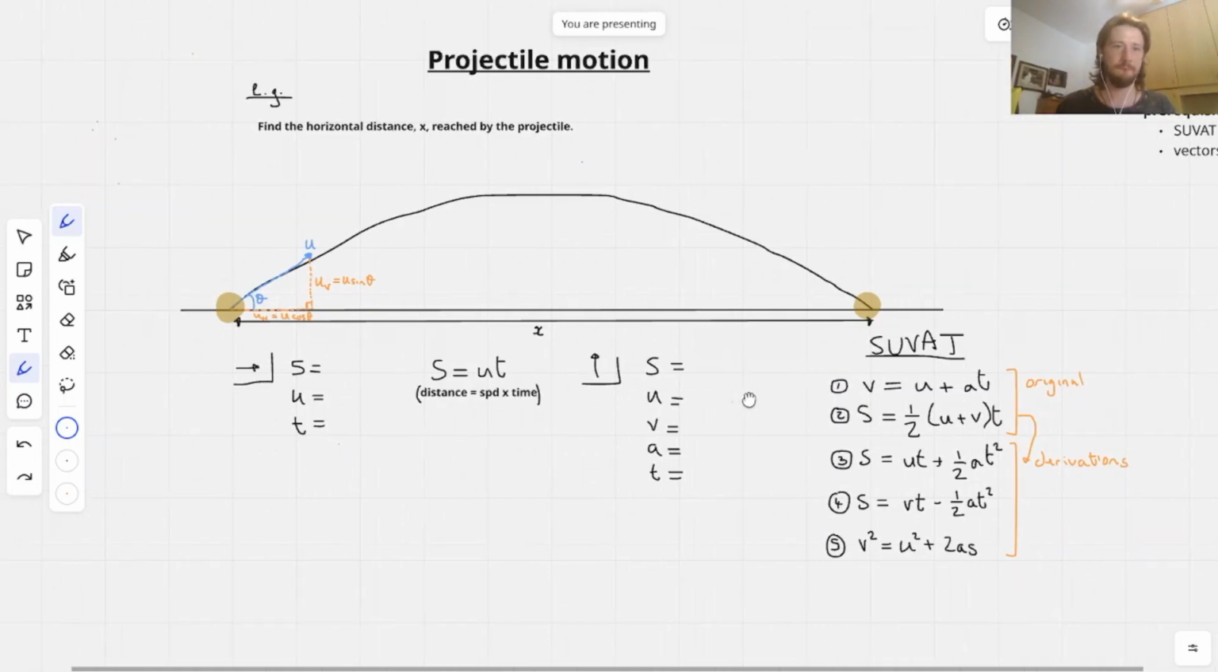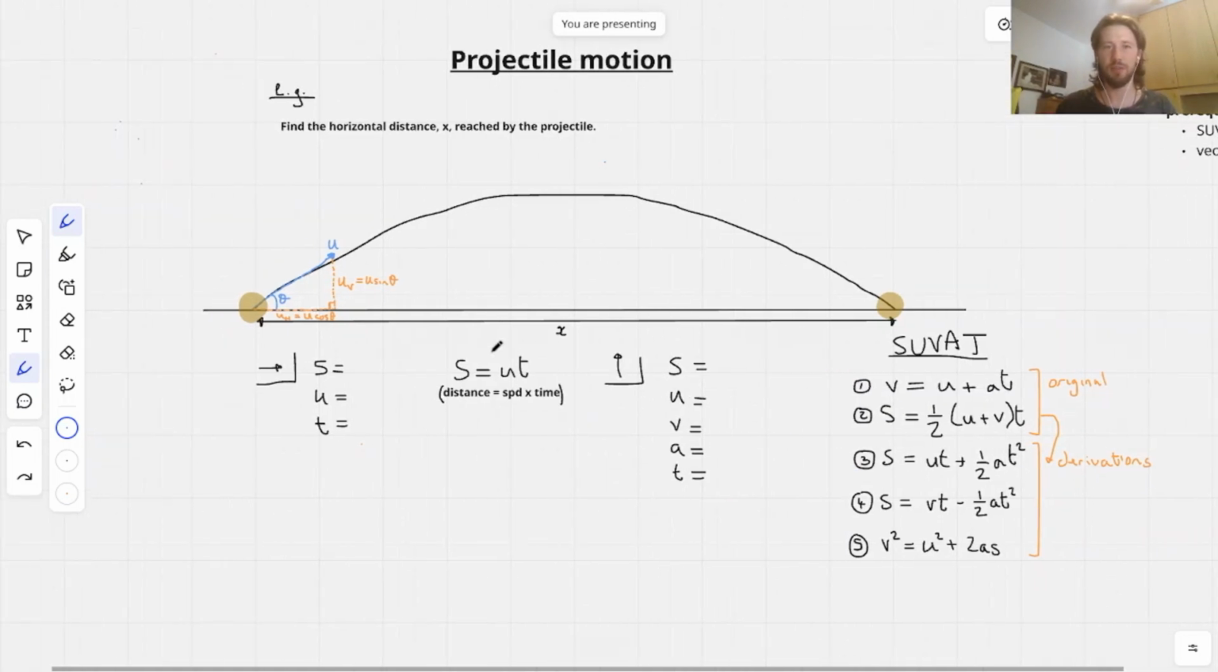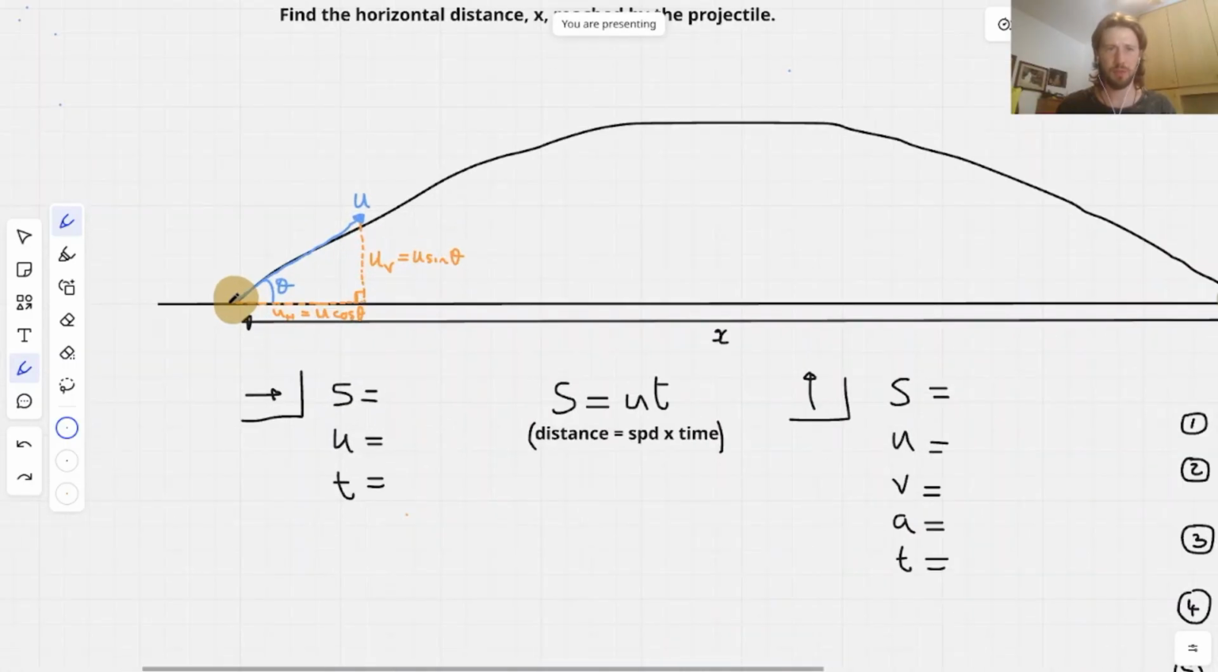Okay, so how do we break it up into vertical and horizontal components? Well, we draw vector triangles. Theta is the angle of our initial speed. And if we want the horizontal component, then we need to take the cosine, right? Because this is the adjacent of this triangle. And if we want the vertical component, we need to take the sine, because it's the opposite of this triangle.